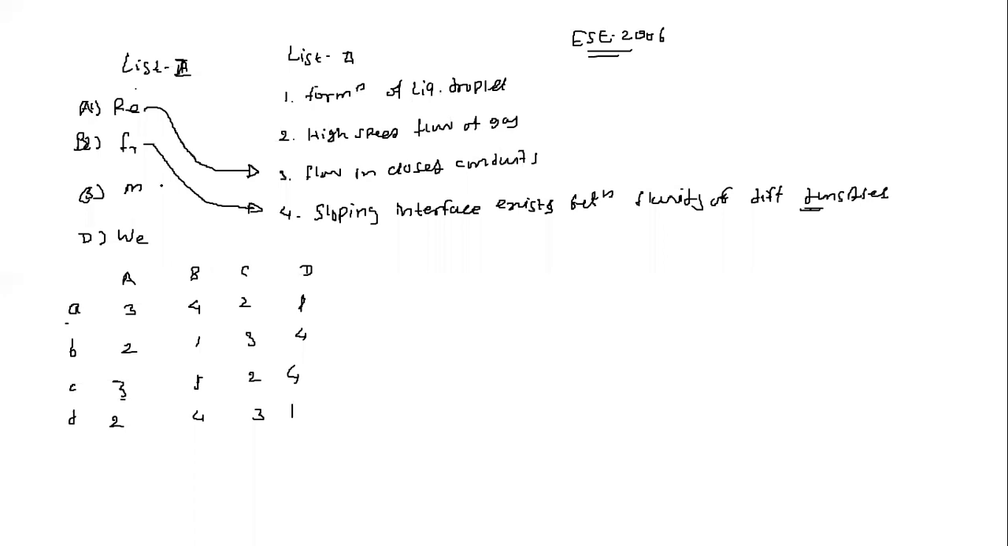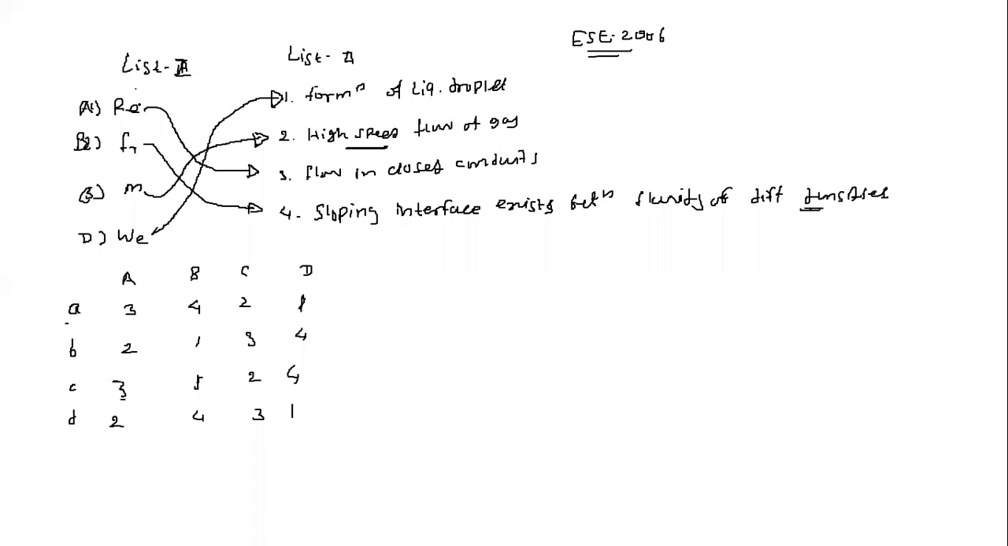Then C, that is Mach number. Mach number, we know about the Mach number. It is related to the elastic force. Okay, and after that it is related to the high velocities. It means the Mach number will be related to the high speed flow of a gas. So it is related to the high speed flow of a gas. And lastly, the Weber's number. So Weber number, we know that it is the inertia to the surface tension, means formation of a liquid droplet is due to the phenomenon of surface tension. So it will be matched to the first one.